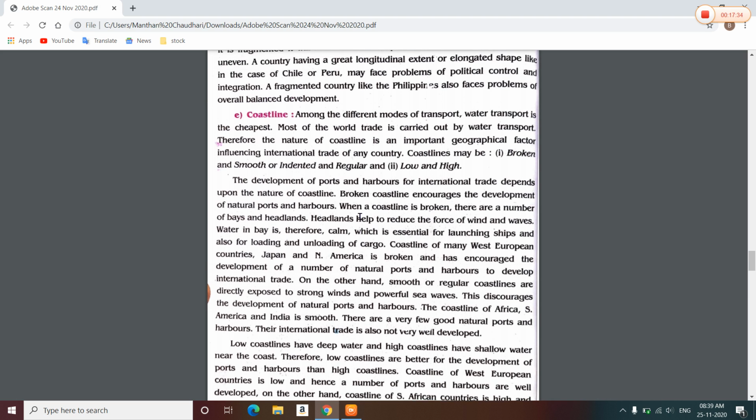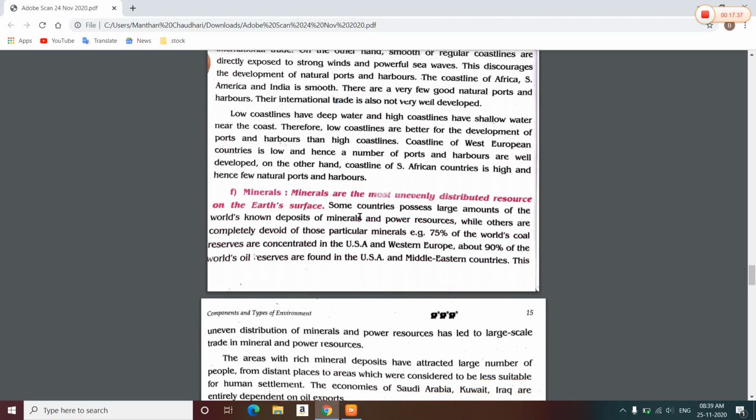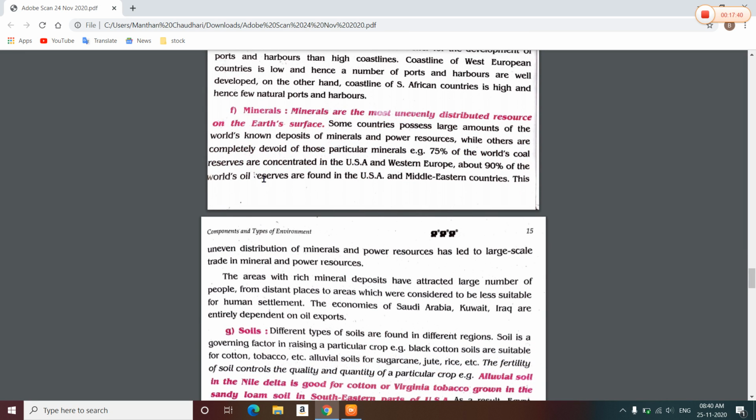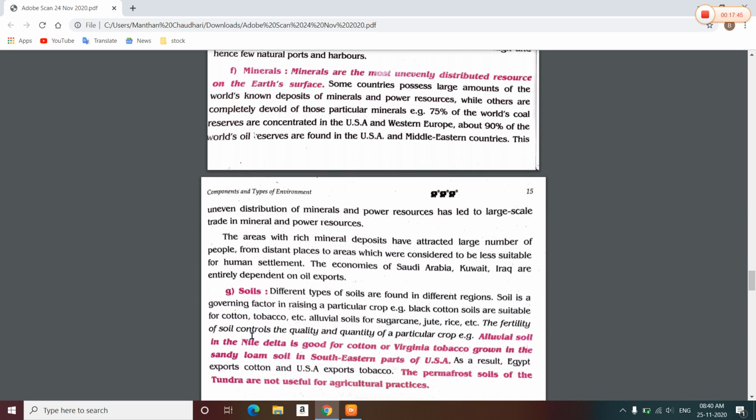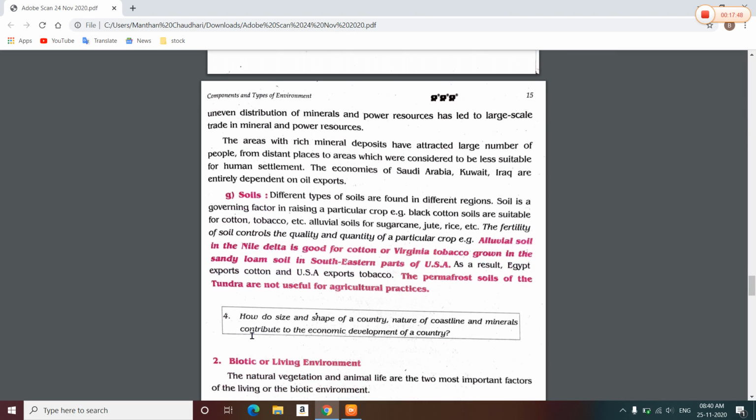Now let us look at minerals. We won't go into detail because it will take too much time. Next one is soils. Different types of soils are found in different regions, and different crops require different types of soils. There are more than 10 types of soils in India.